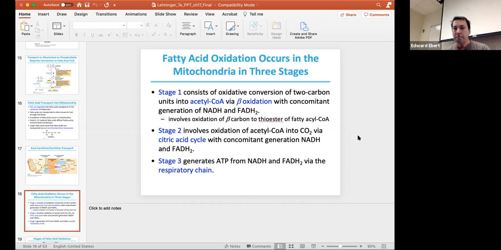Step 2, we're going to oxidize the acetyl-CoA into carbon dioxide through the citric acid cycle, which we saw in chapter 16. In step 3, we're going to get our ATP in the respiratory chain, which we've already talked about in chapter 19. So this chapter, we're really focusing on stage 1, this beta oxidation.